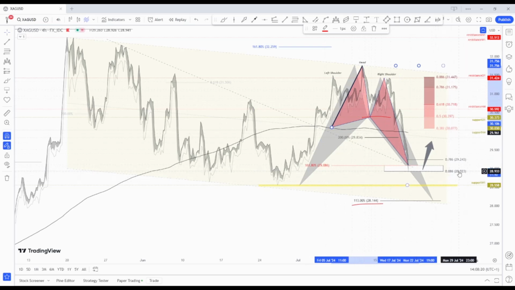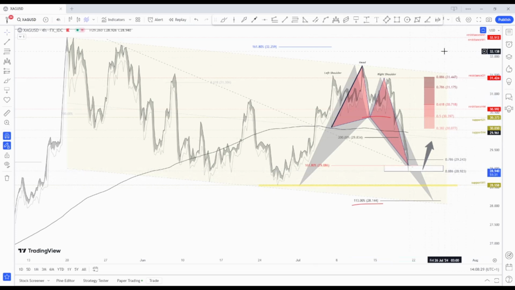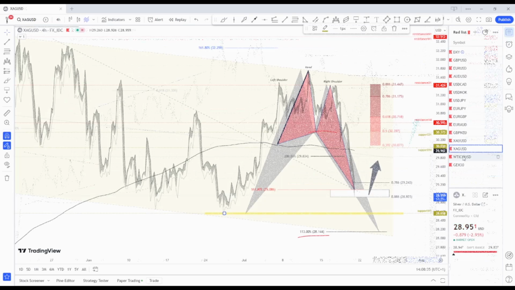And we have also the 88.6% Fibonacci retracement now being reached at 28.92. So this is a price range also to consider on silver. I will expect a bounce before breaking this weekly support level.